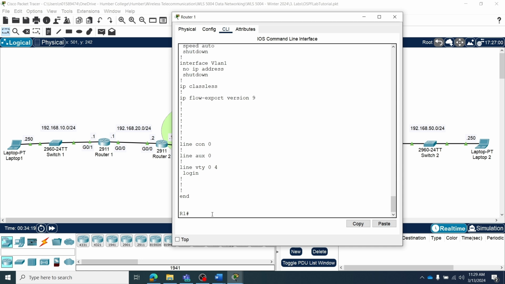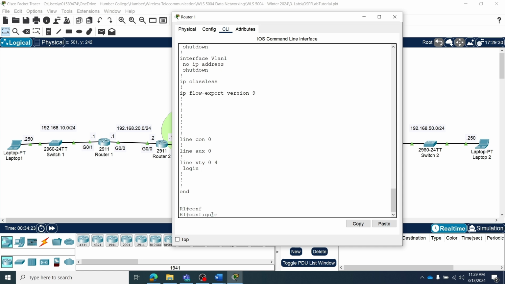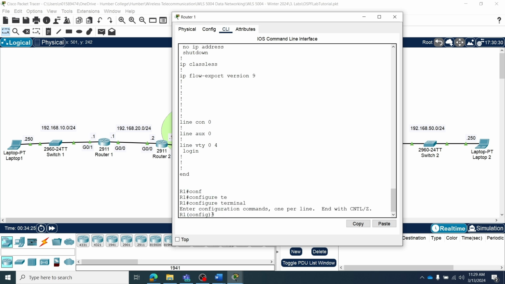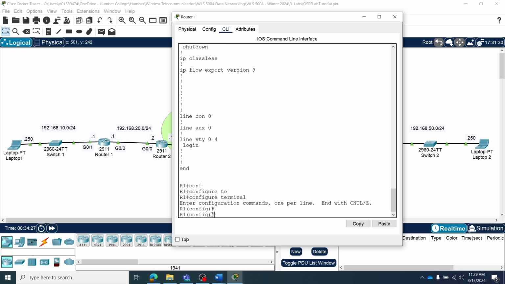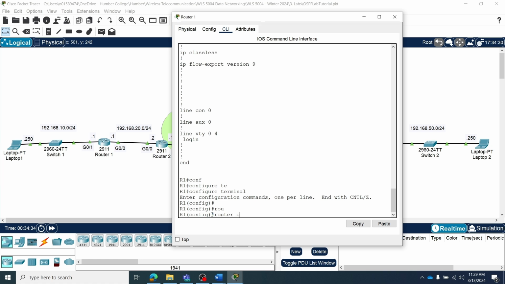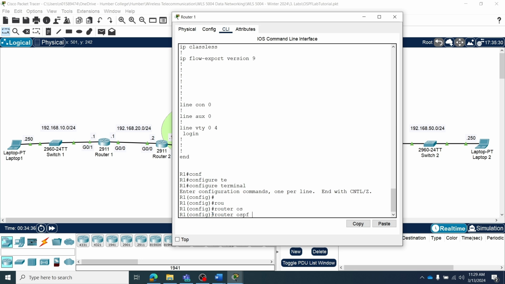To configure OSPF, first we need to go to the config mode, configure terminal. Then we write router OSPF, then the process number.